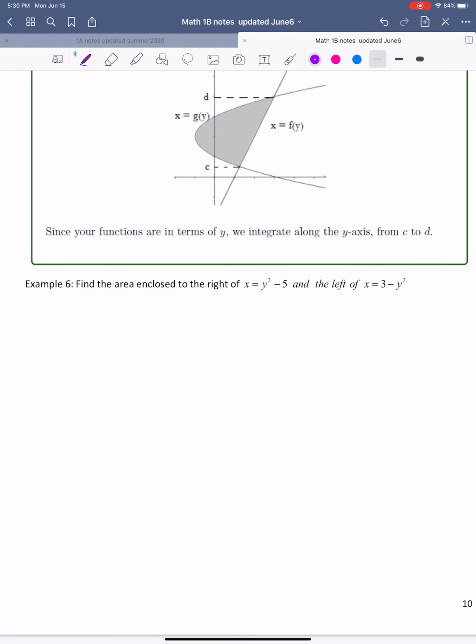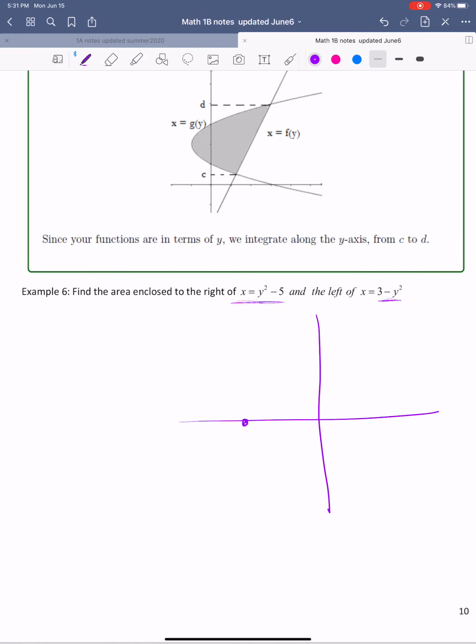All right. Find the area enclosed to the right of x equals y squared minus 5 and left of 3 minus y squared. So we are dealing with two parabolas. The parabola y squared minus 5 opens to the right, and 3 minus y squared, because it's got a negative y squared, opens towards the left. We do want to think about where they touch the x-axis. Where does this parabola touch the x-axis when y is 0? It touches the x-axis at negative 5.